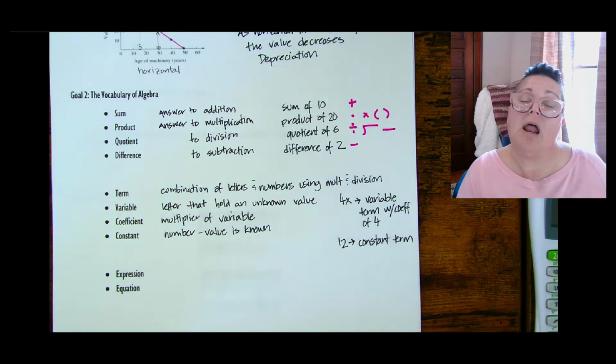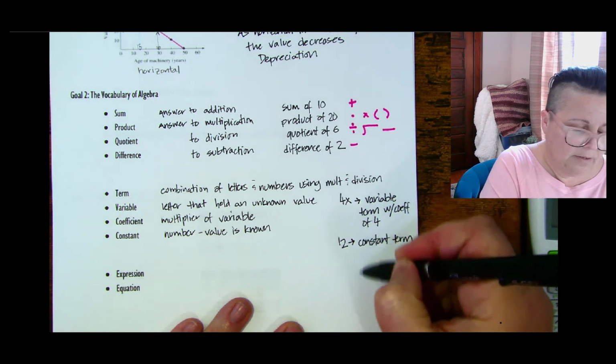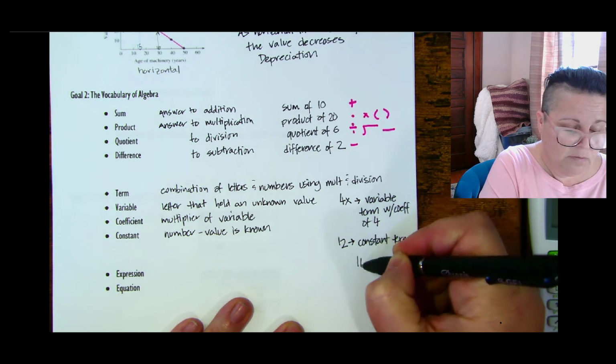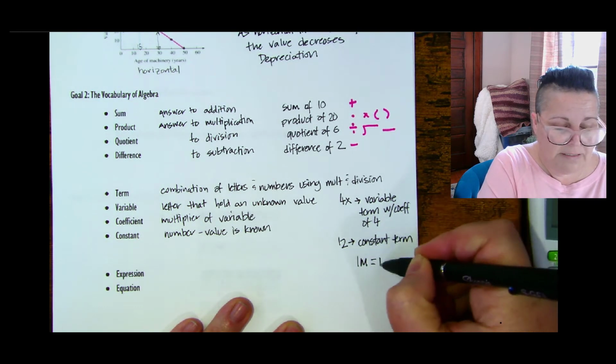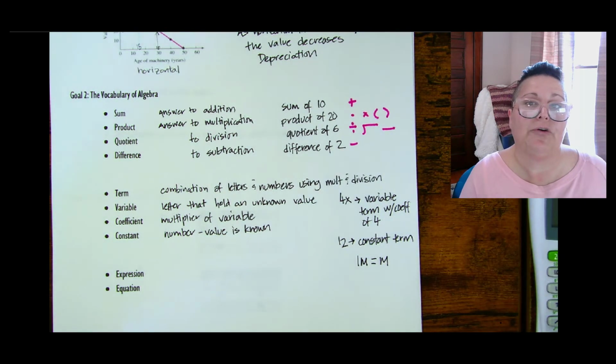Now, not always is the coefficient written. Sometimes you will see, let's say 1m, that's the same as m. In either case, this is a variable term. The coefficient is 1, the variable is m.